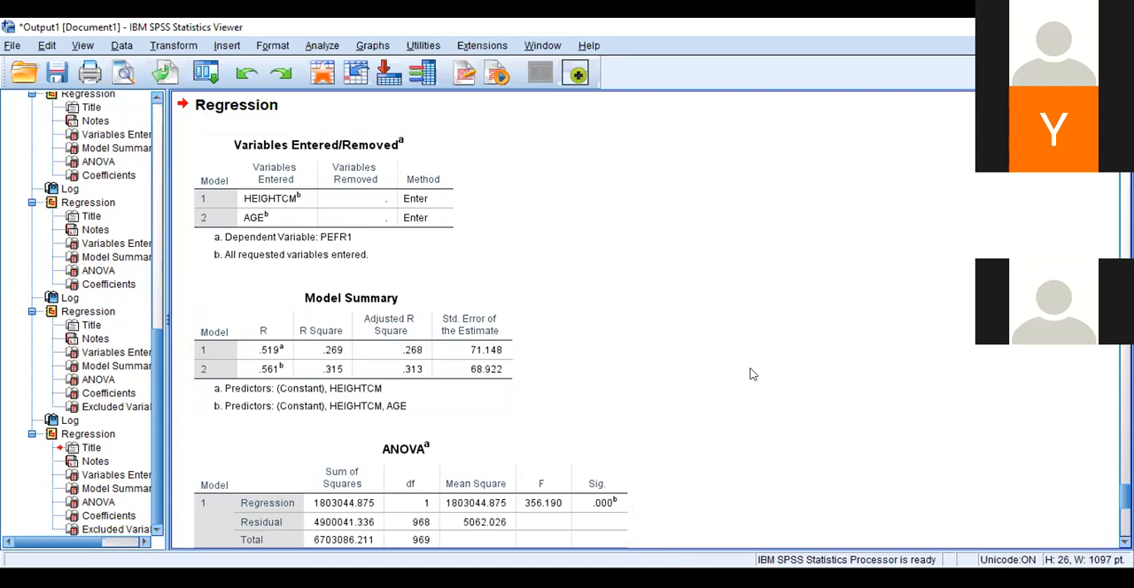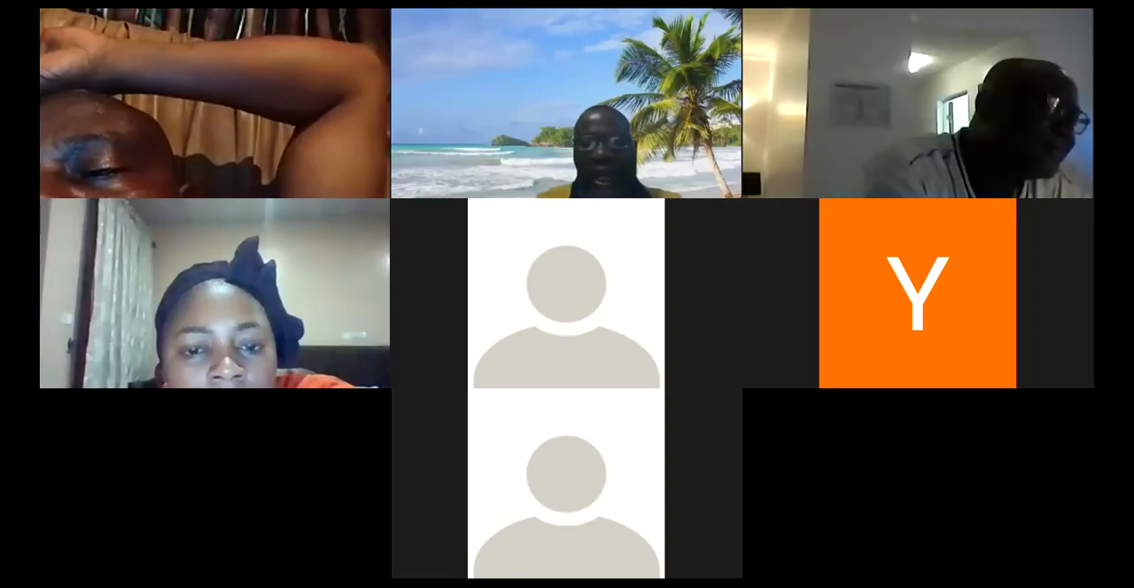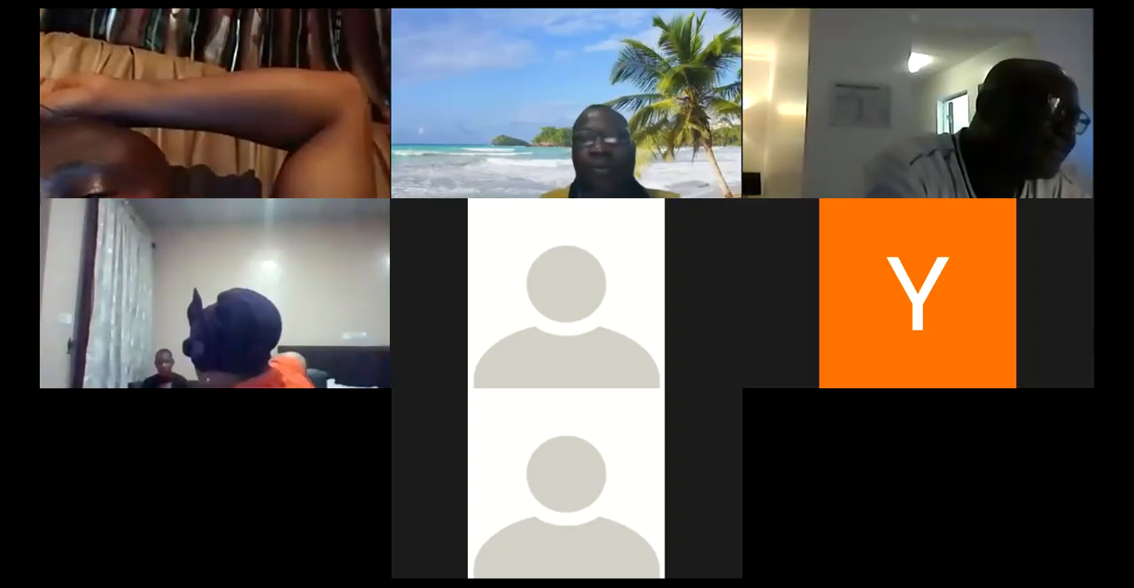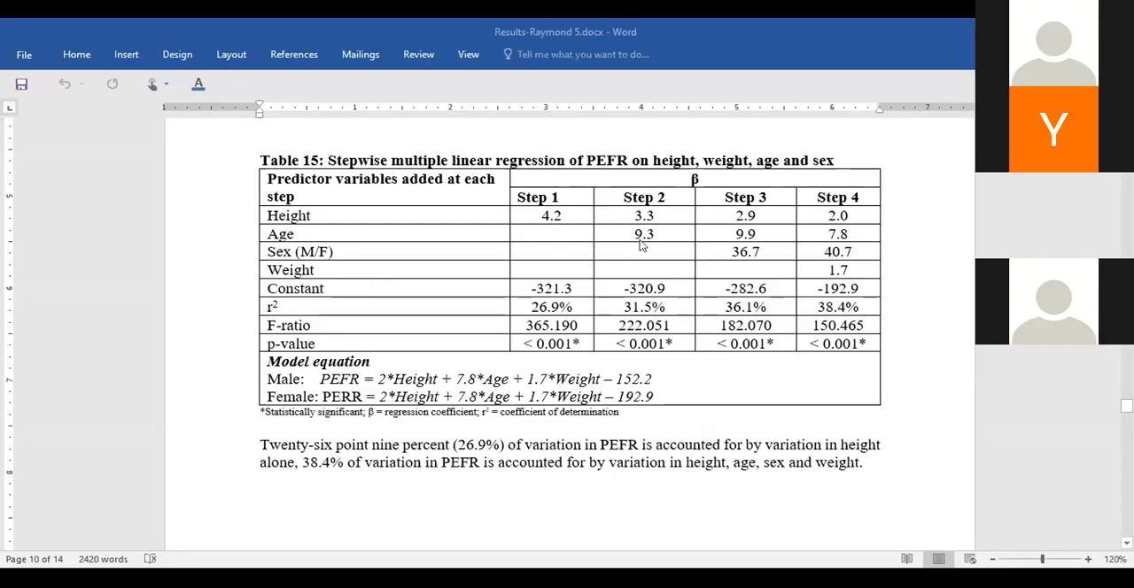That was why you now see on that table that age was the second one. Can you see? So it moved the 26.9 to 31.5.